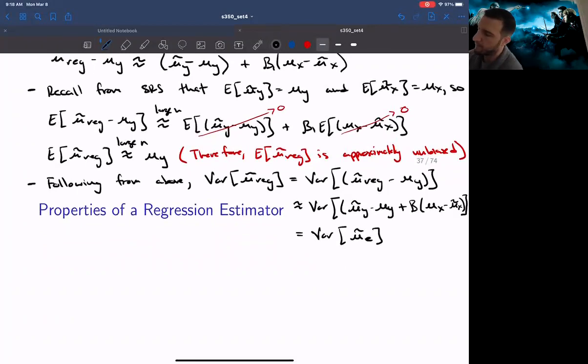Okay, so essentially what we have shown is that the variance of mu tilde reg is equal to the variance of mu tilde subscript e, so the variance of the mean of the errors. So these are equivalent is the idea.